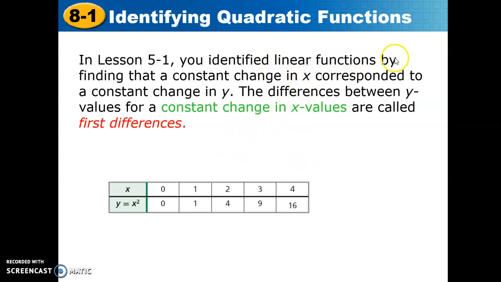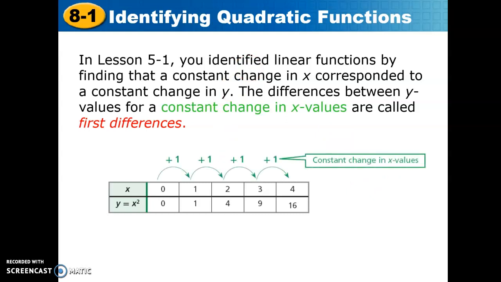All right, so here we're going to look at what makes something a quadratic function. We know that with our linear functions before, you had to have a constant change in x and change in y. That was our slope. That's what made something linear. Now we're going to talk about differences between the y values and x values that are called first differences. And actually second differences for the quadratics.